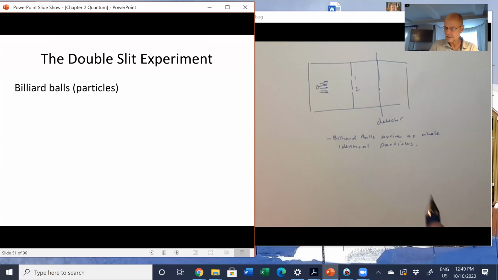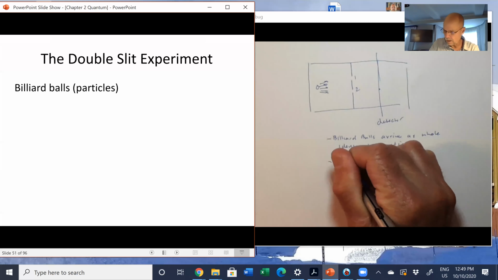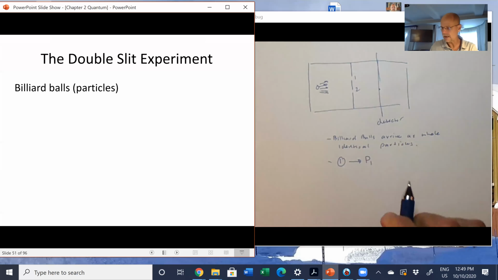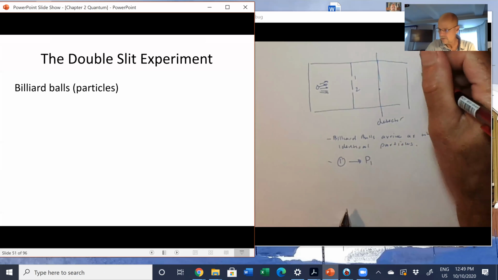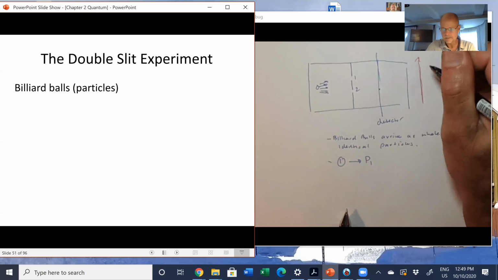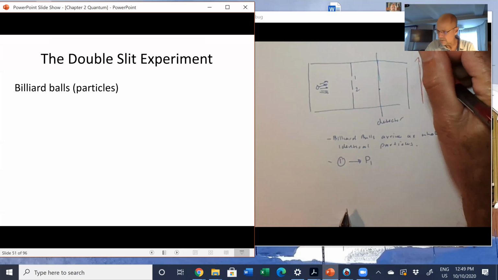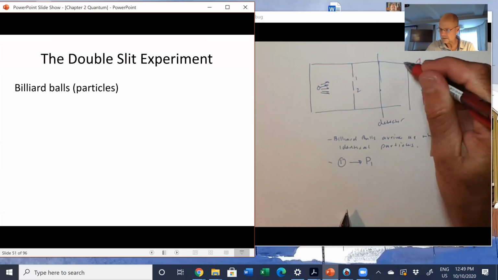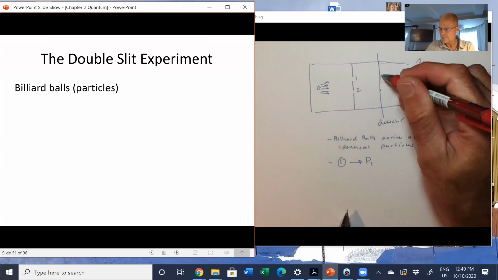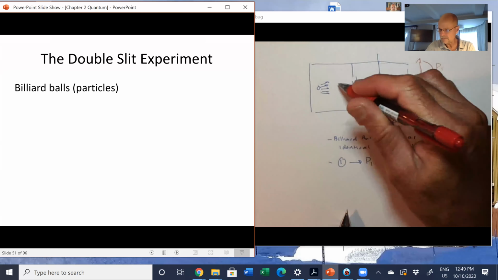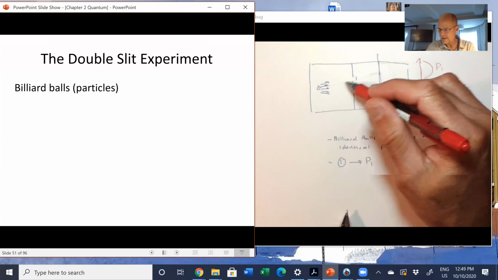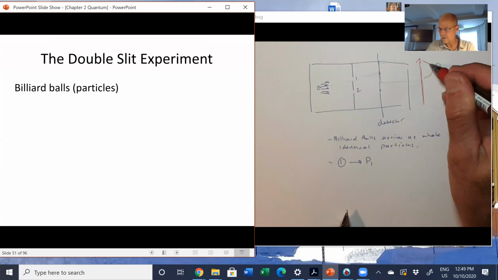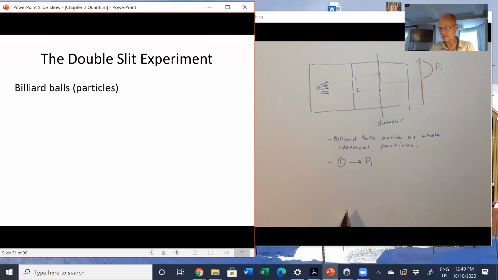The second thing we notice is if we open hole 1, we get a probability plot that looks like this, P1. So I'm going to draw the probability plot over here in red. And this is P1. I just translated that from over here. There's the greatest probability of the balls hitting here as they come through. But depending on the angle and everything, they could hit a little bit out here, a little bit out here, and you get a probability plot that looks kind of like that, okay?